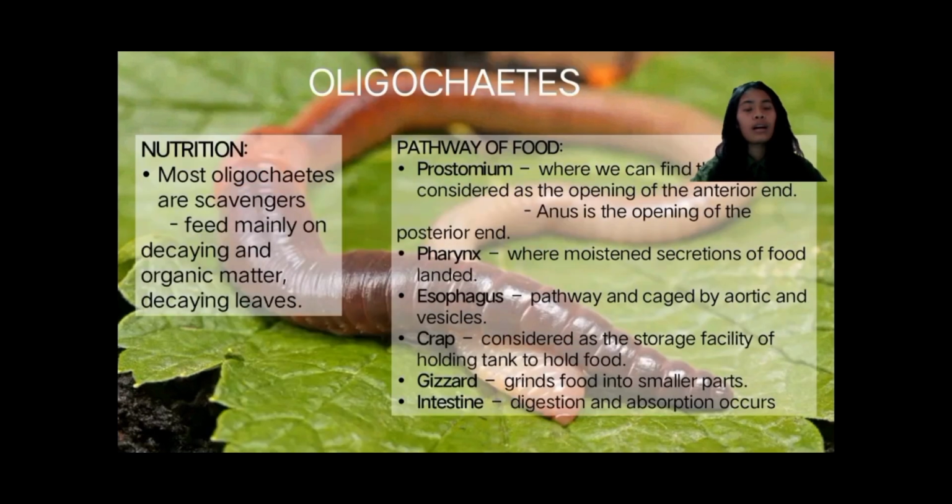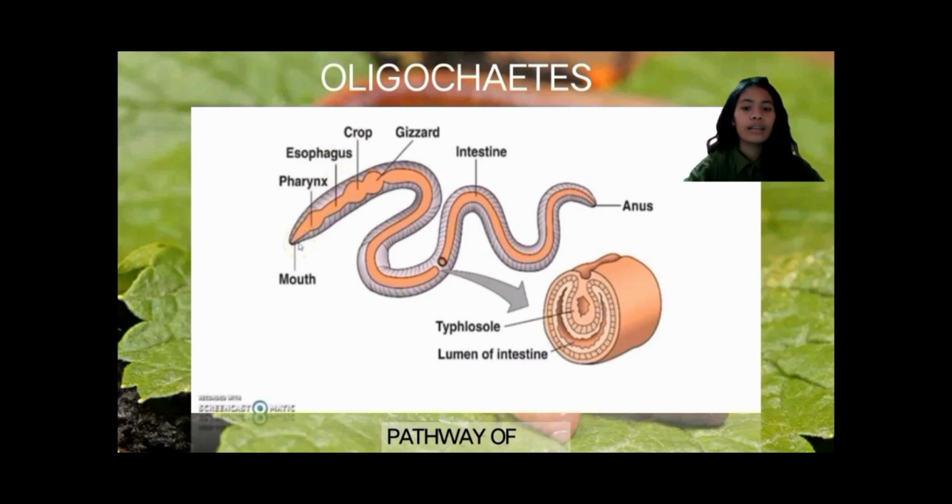The nutrition. Most oligochaetes are scavengers. They feed mainly on decaying organic matter, like decaying leaves. In the pathway of food, we have the prostomium, where we can find the mouth, considered as the opening of the anterior end. And then we have the pharynx, where moistened secretions mix with food, which is the soil and dead matter. In the esophagus, we have the pathway encased by aortic vessels. Next is the crop, considered as a storage facility, a holding tank to hold food. Then we have the gizzard that grinds food into smaller pieces. Next is the intestine, where digestion and absorption occur.